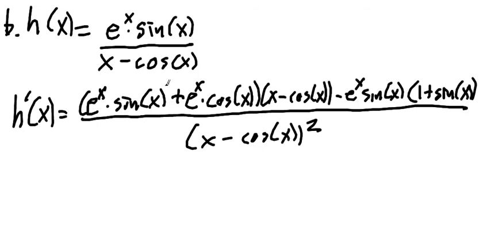That's it. e to the x sine of x plus e to the x cosine of x, which is the derivative of e to the x sine of x, times the bottom, x minus cosine of x, minus the top, e to the x sine of x, times the derivative of the bottom, which is 1 plus sine of x, all over the bottom squared. Great. So we needed both the product rule and the quotient rule to solve this one.